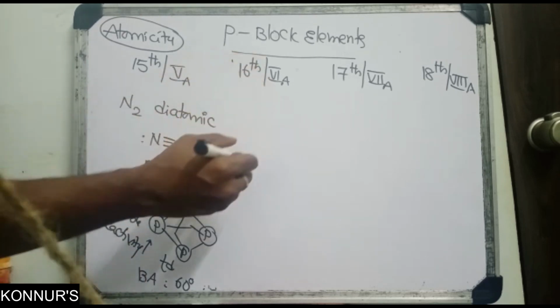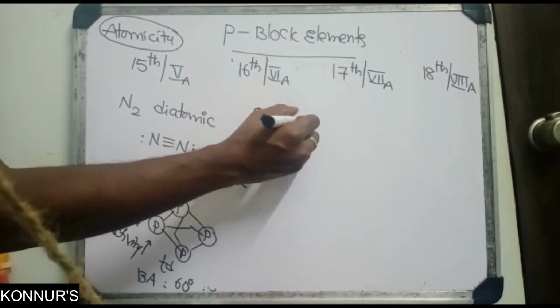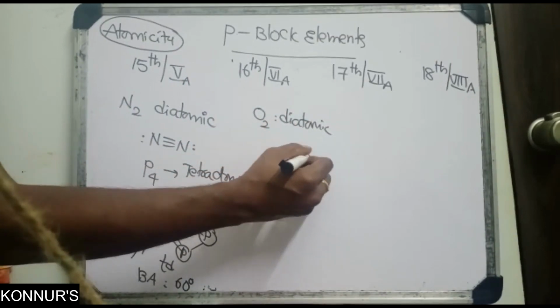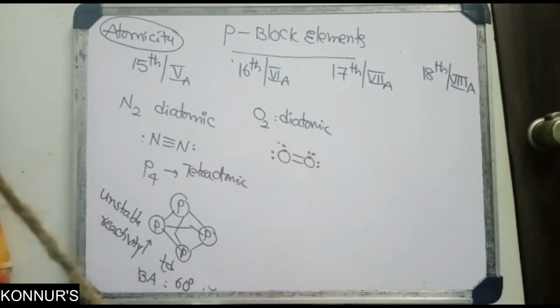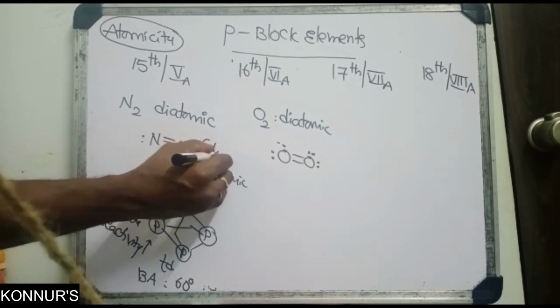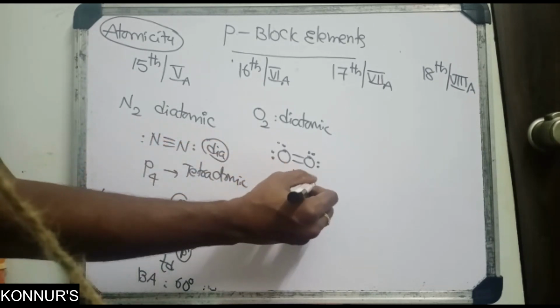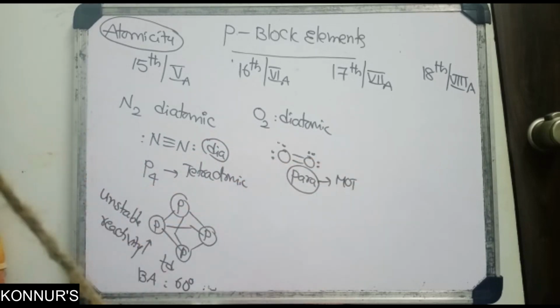Next, in the 16th group, oxygen is diatomic. The bond order is 2 only. In between 2 oxygens, 2 bonds are there. Actually this would be diamagnetic, but it is paramagnetic. For the explanation of this only, molecular orbital theory was created. Okay, next, sulfur.